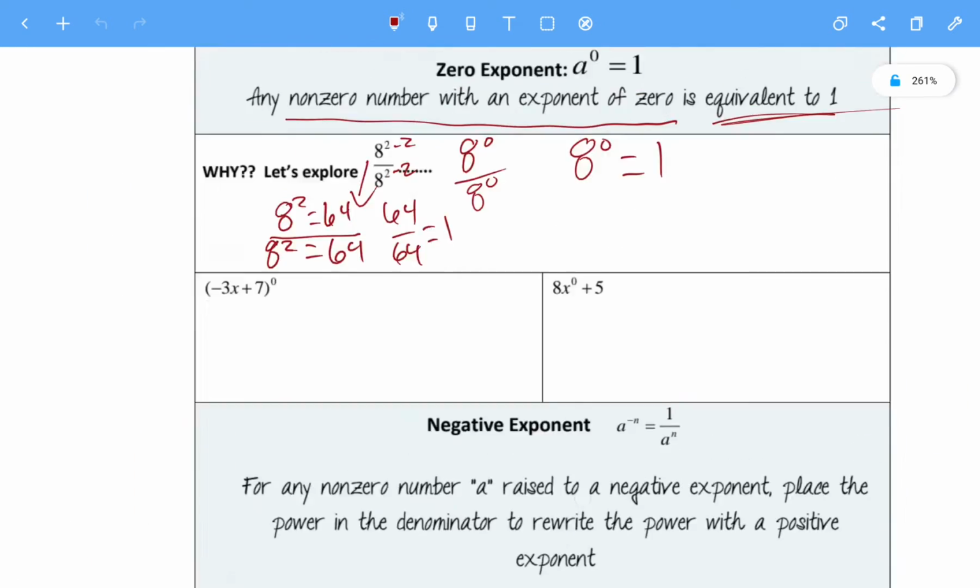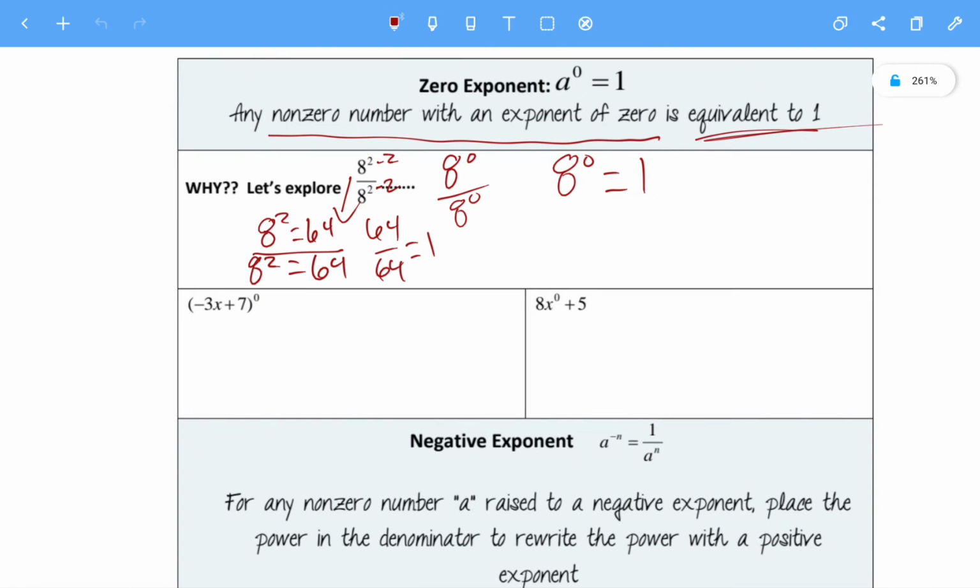Now let's look at this problem down here. This time we have a binomial in parentheses, all raised to the 0 power. Easily enough, that is literally just equal to 1 because this whole piece is raised to the 0 power. And we know that because the parentheses are grouping that together. Let's look at the next problem.